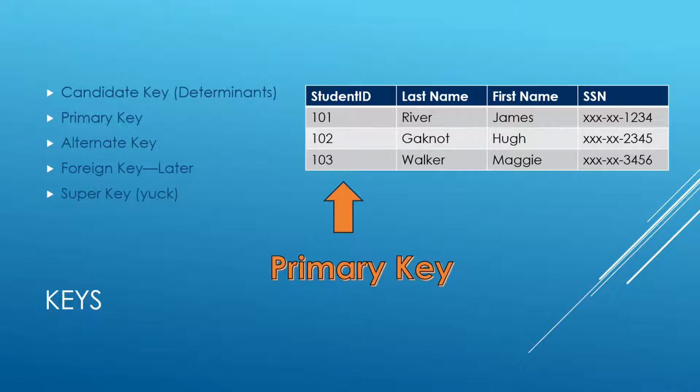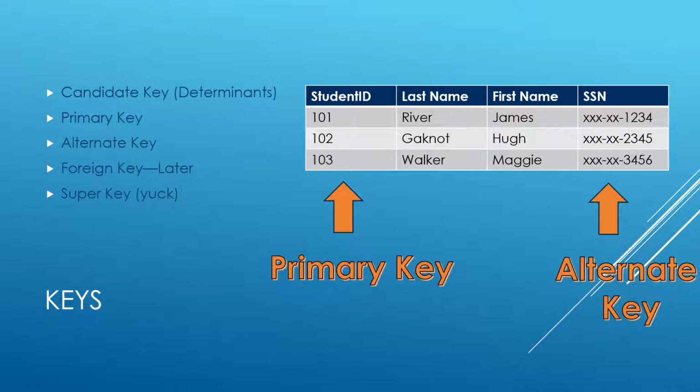Alternate keys are those candidate keys that are not chosen as the primary key, in this case, SSN. In database design, alternate keys are identified as unique indexes.